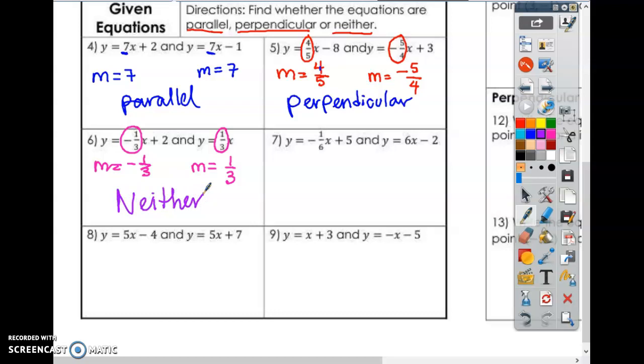Okay? What about this one? This is my slope. This is my slope. M equals negative 1 over 6, and m equals a positive 6 over 1. Are they perpendicular? Yes, they are perpendicular because one's negative, one's positive, one's 1 over 6, and one's 6 over 1. So these are perpendicular.